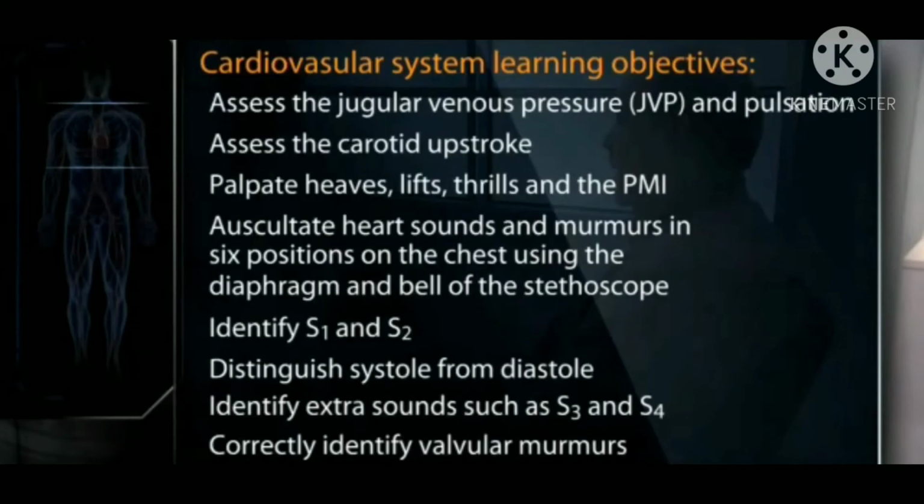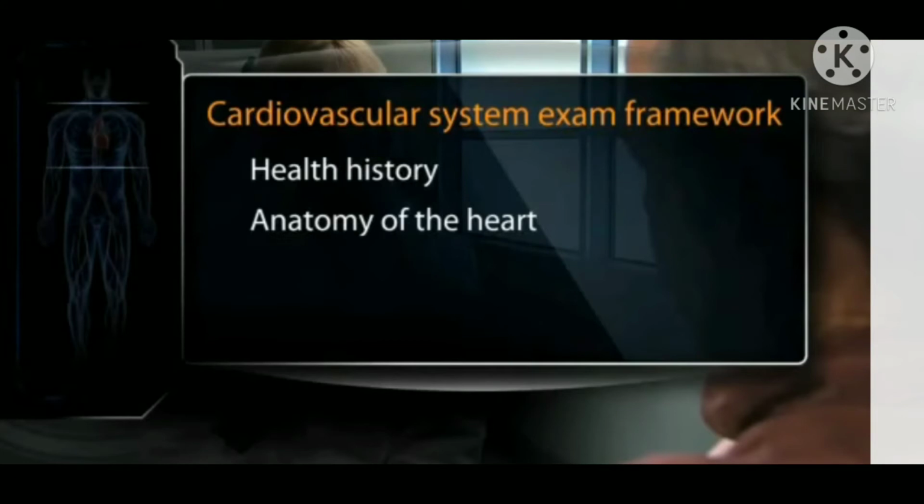Our learning objectives for mastering the cardiovascular system are to assess the jugular venous pressure and pulsation, assess the carotid upstroke, palpate heaves, lifts, and thrills to determine the point of maximal impulse (PMI), and auscultate heart sounds and murmurs in 6 positions on the chest wall using the diaphragm and bell of the stethoscope to identify S1 and S2.